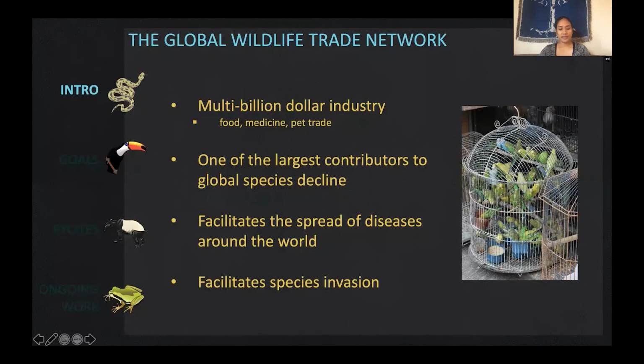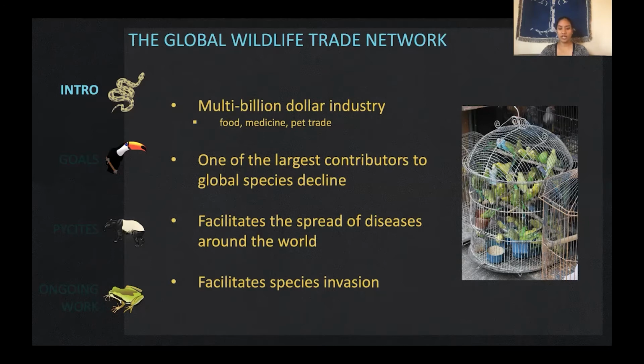The Global Wildlife Trade Network is a beast of a trade network. It is a multi-billion-dollar industry where millions of animals and plants are traded within and between countries for food, medicine, pet trade, gardens, zoos, and more.